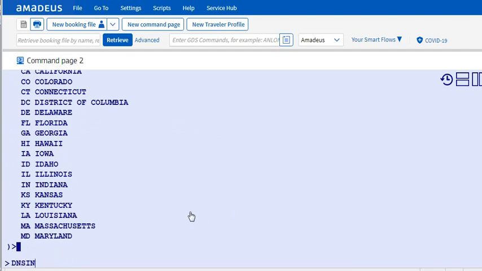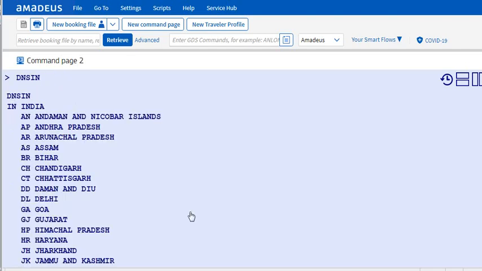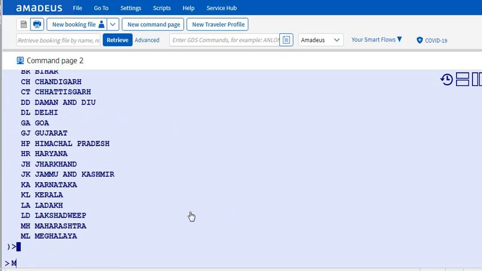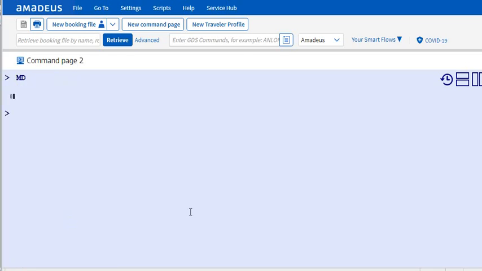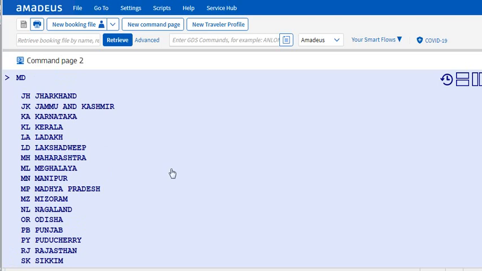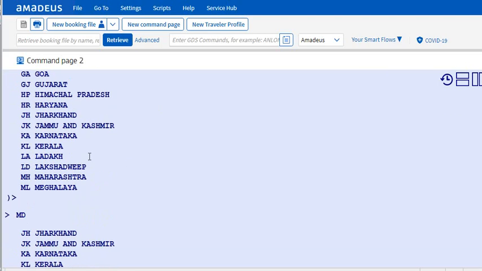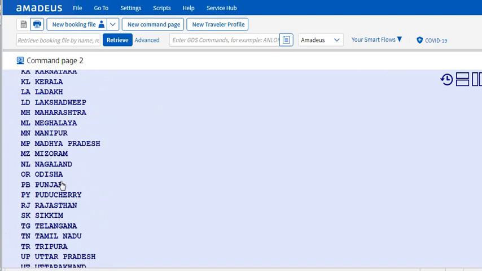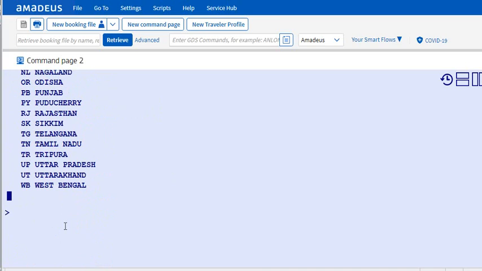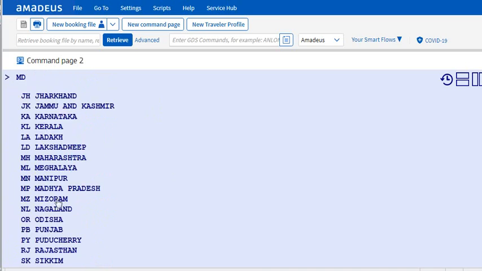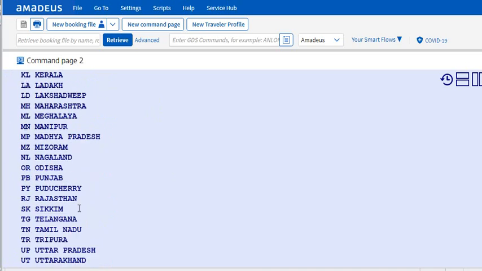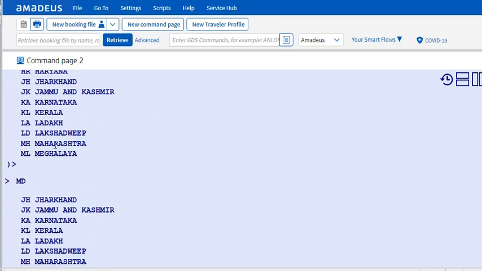DNS IN, you can find all the states and union territories in India in alphabetic order, and you can move down, MD, for other details. If everything is not displayed in a single screen, you can go to the next screen through this entry MD, and okay, MD, no more states are there. The last one is West Bengal. So in this way it is arranged in alphabetic order.